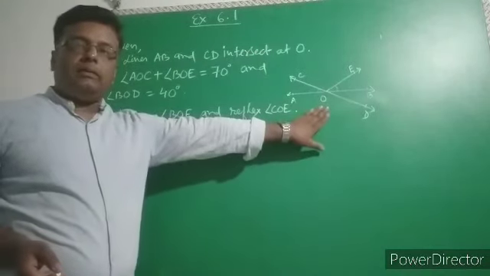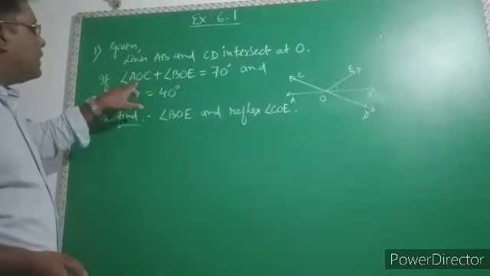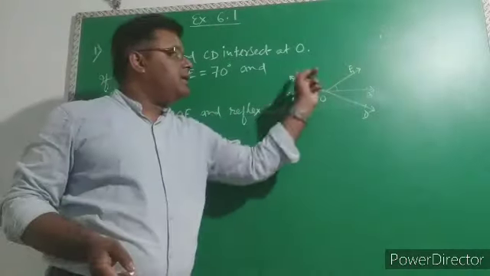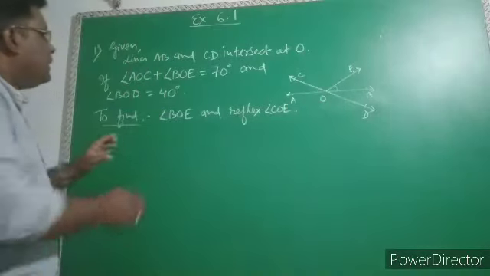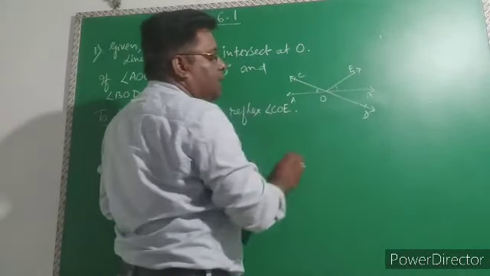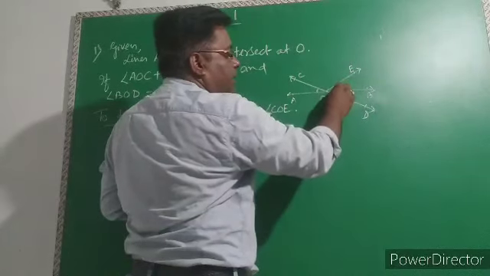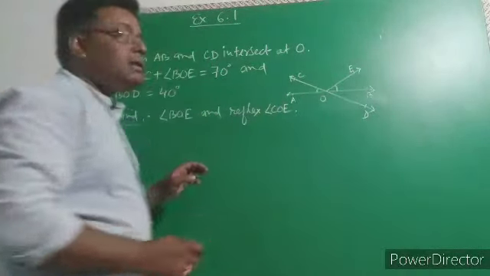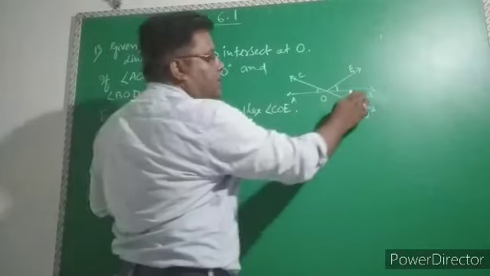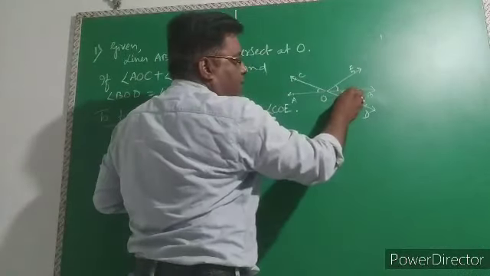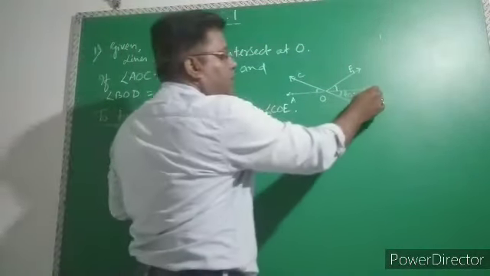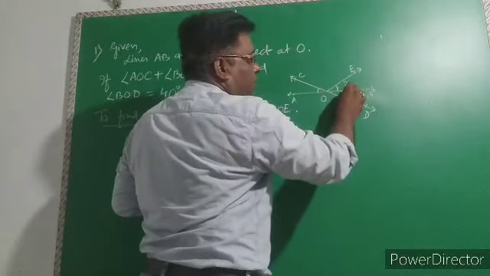A figure is given, and it's given that lines AB and CD intersect each other at O. The sum of angle AOC and angle BOE is equal to 70 degree, and given that BOD is equal to 40 degree. Now we have to find angle BOE.